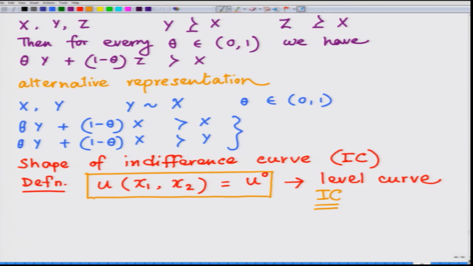Now, we are going to derive an indifference curve from the axioms that we have stated before. So, for that let us draw a simple diagram. Again, assume a two commodity world. So, the consumer consumes only commodity 1 and commodity 2. So, we plot x2 along the vertical axis and x1 along the horizontal axis, and let us start with one commodity bundle, say x.